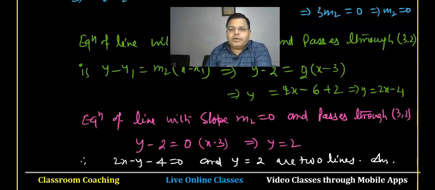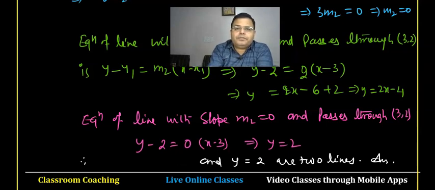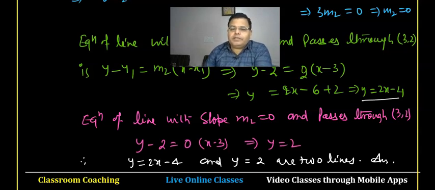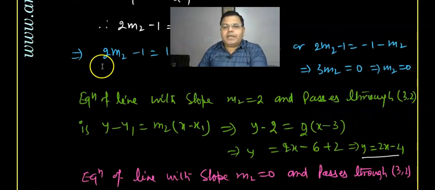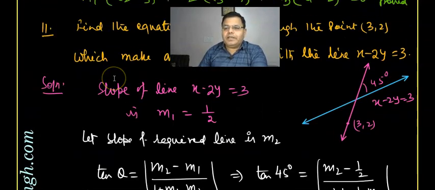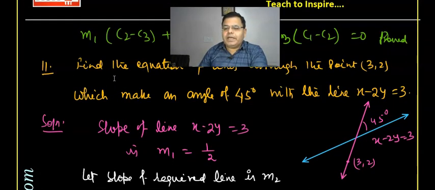Right now? So there are two lines, one is 3x minus y minus 7 is equal to 0, or even you can write y is equal to 3x minus 7, which is the same thing. So there are two lines. Now you must be thinking how it is possible that there are two lines which can make an angle of 45 degrees to one line.